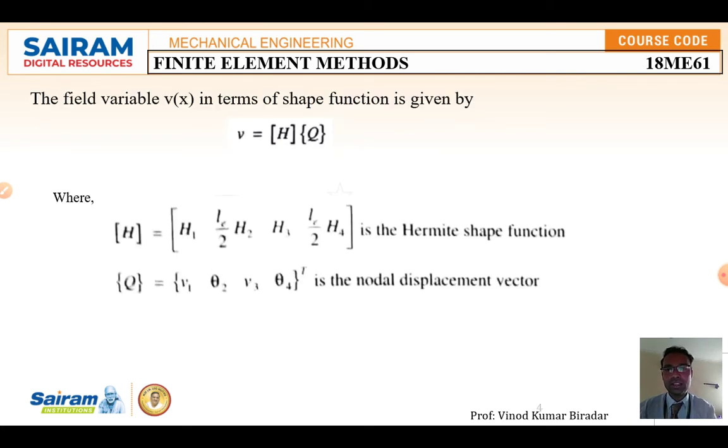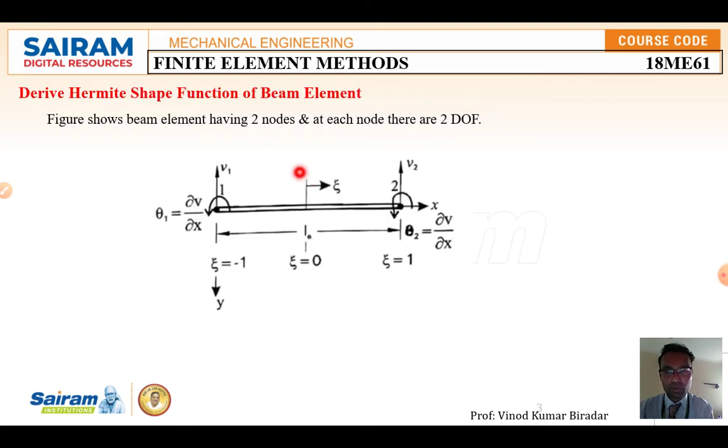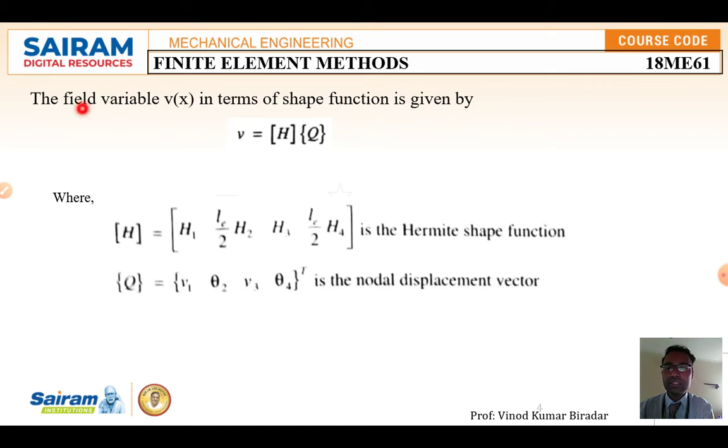Look at this: the field variable, that is the maximum deflection, in terms of the shape function is given by v is equal to H into q. Here v stands for the deflection, and this is called the field variable. You need to calculate the Hermite shape function. The field variable v of x in terms of the shape function is given by the deflection v is equal to H into q.